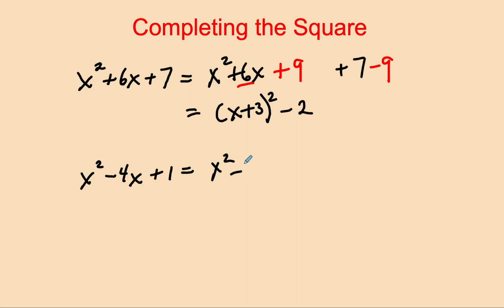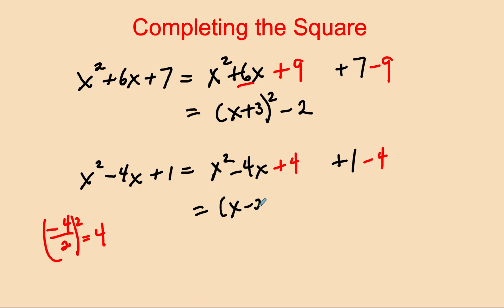x squared minus 4x, and then I'll write plus 1. And now I'm going to take half of this term. I'm going to take negative 4, divide it by 2, and then square it. And so that'll be 4. So I'm going to add a 4, but if I add a 4, I need to subtract a 4 so I don't change the expression. And so then this can be written as x minus 2 squared. So now I have a square, and then minus 3. And so this is how we go about completing the square.